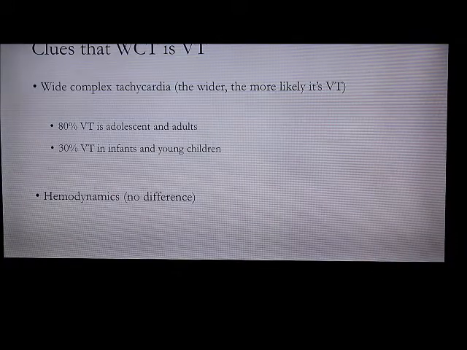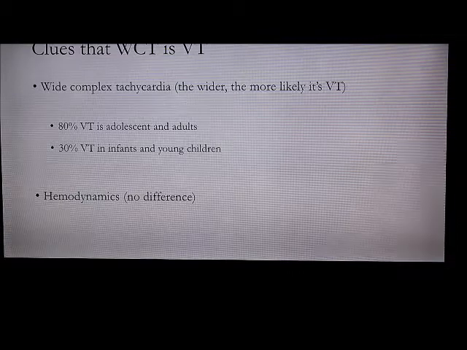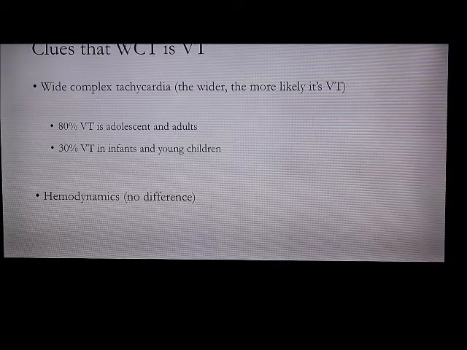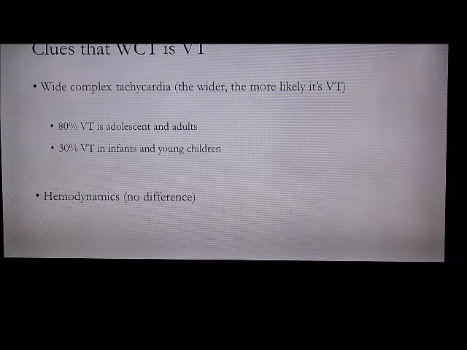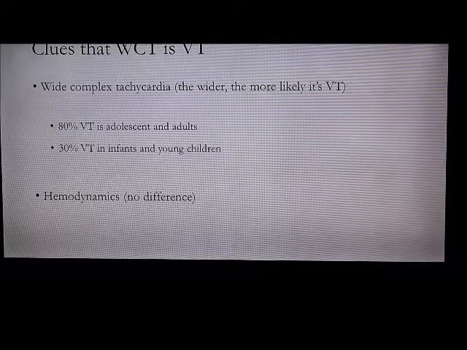So first of all, the wider the QRS, the less likely this is just aberrancy. Aberrancy gives you a wide QRS, but it wouldn't be very, very wide. And the age can also help you. Most of the wide complex tachycardia in adults and also in adolescents is VT. Most of the wide complex in pediatrics at a young age is actually supraventricular with aberrancy.